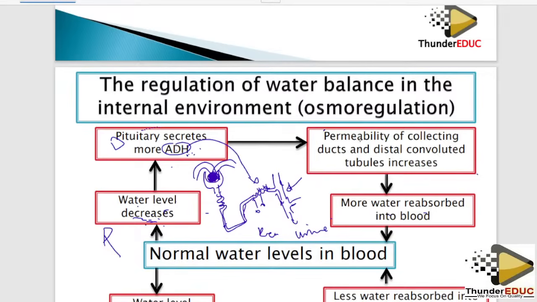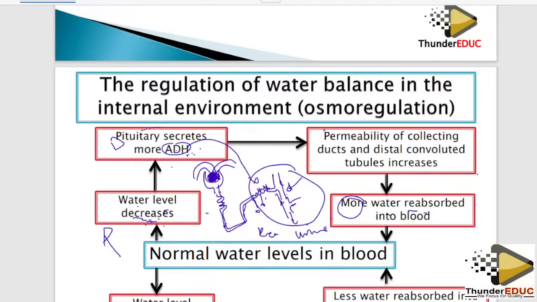What is the function of ADH? I explained this so that you understand the idea behind it. The permeability of the collecting duct and the distal convoluted tubules will increase. Meaning that it will become more permeable. It will allow more water to go through. You understand? So in the distal convoluted tubule and the collecting duct, more water is being reabsorbed back to the blood.